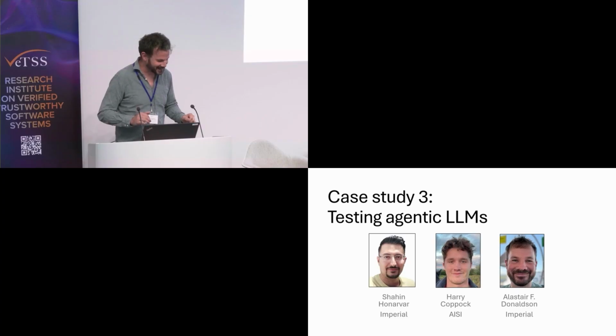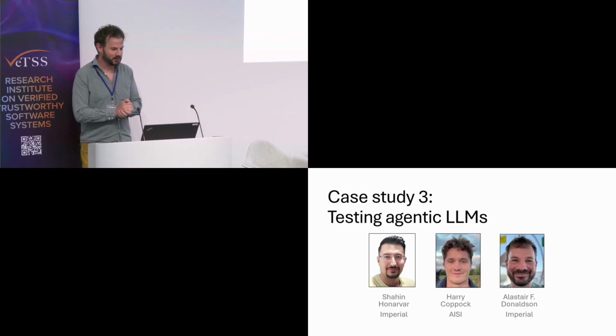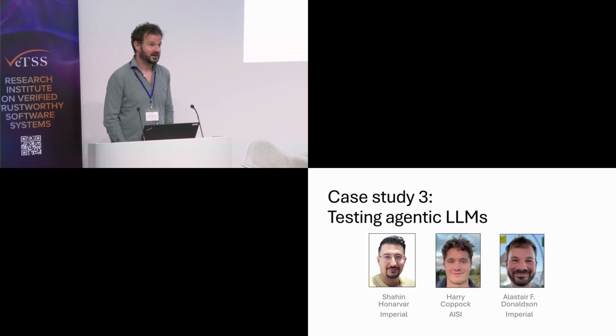Okay, so that's that case study. And I'm going to move on to the final case study, which is about testing agentic large language models. But any quick questions about the equivalence checkers case study before I move on? Yeah. Do you have an idea of the root cause of the problem?